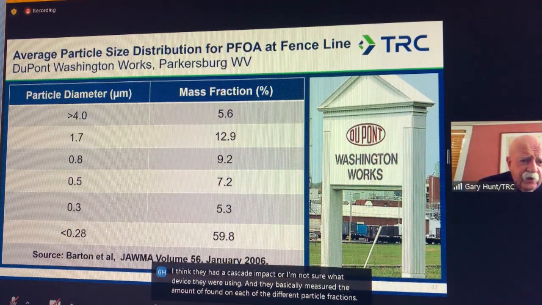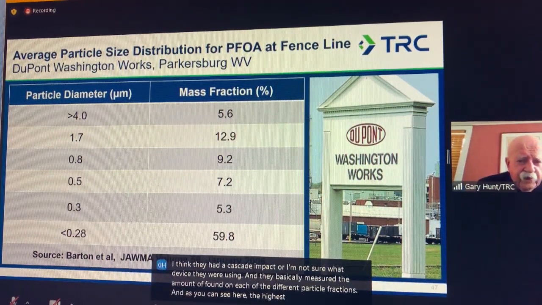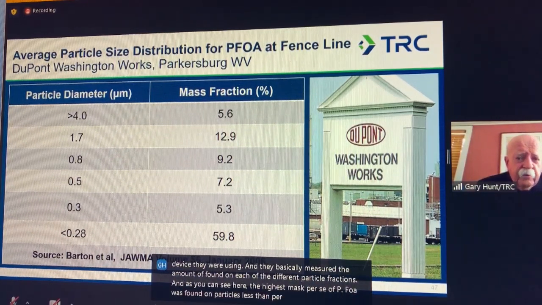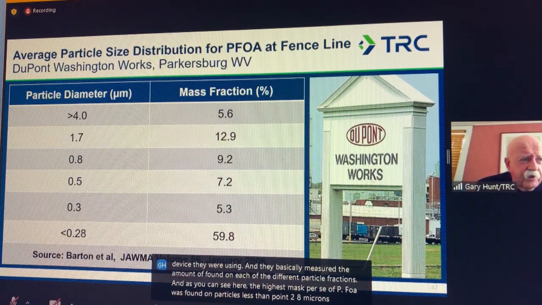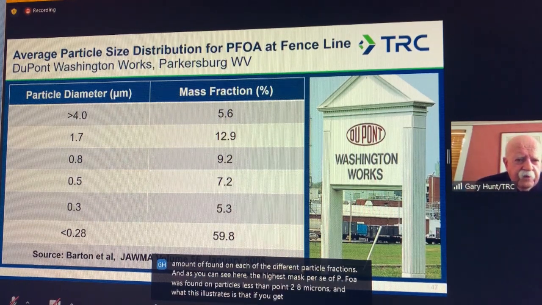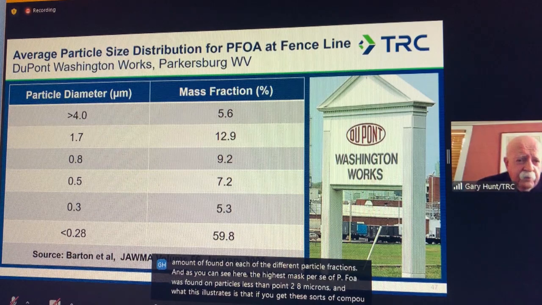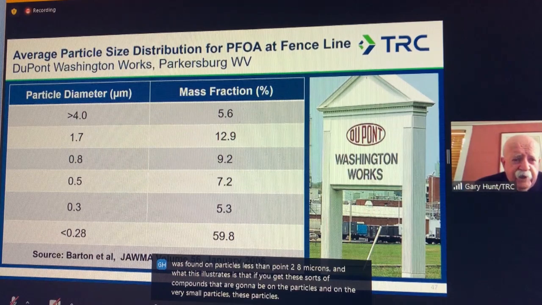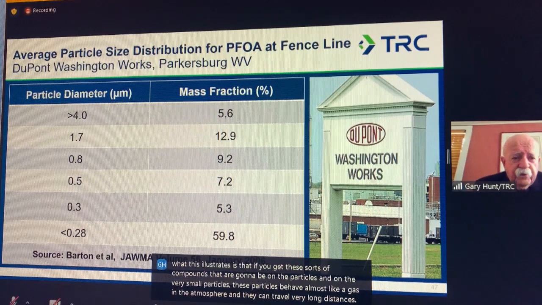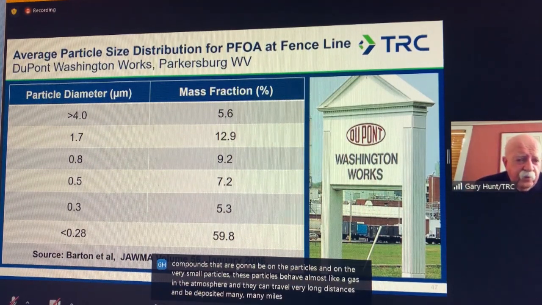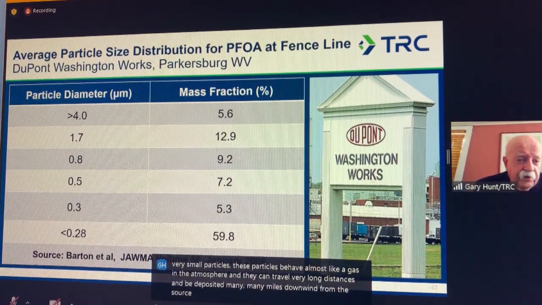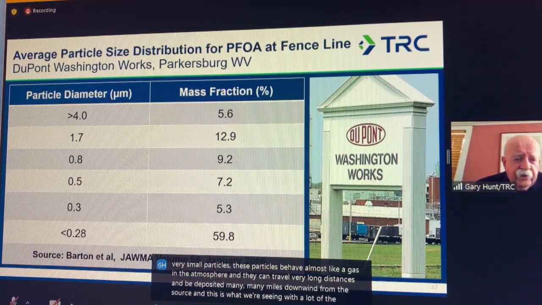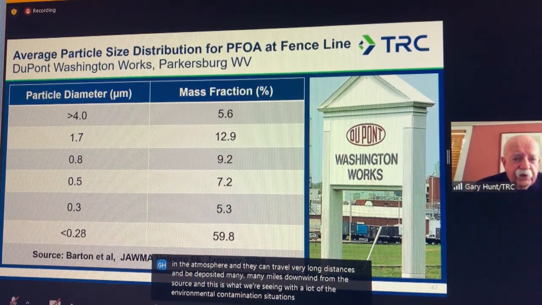And as you can see here, the highest mass percent of PFOA was found on particles less than 0.28 microns. What this illustrates is that if you get these sorts of compounds on the very small particles, these particles behave almost like a gas in the atmosphere, and they can travel very long distances and be deposited many, many miles downwind from the source. And this is what we're seeing with a lot of the environmental contamination situations with PFAS in the atmosphere.